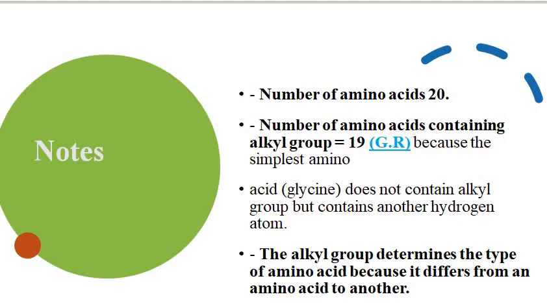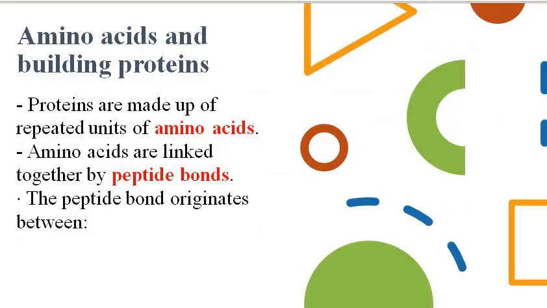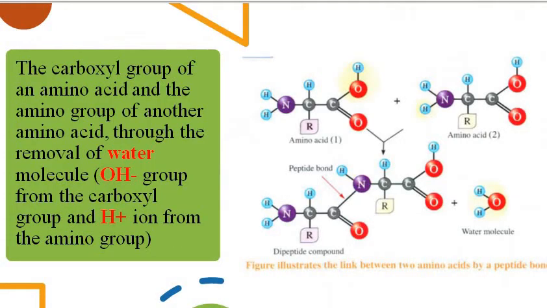Okay, here we are talking about the amino acid, which is a building unit of the protein. Amino acids are connected together by a bond called the peptide bond. This bond originates between the amino acids to form a polypeptide chain, or to form protein.